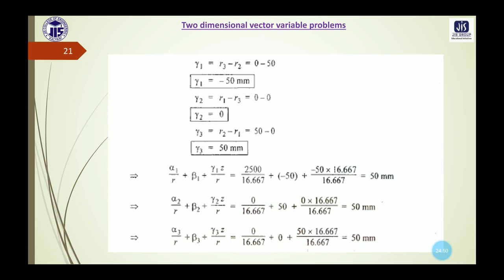Now we need to calculate alpha 1 by r plus beta 1 plus gamma 1 z by r. Putting all the values that we have calculated just now, it is 50 millimeter. Next we need to calculate alpha 2 by r plus beta 2 plus gamma 2 z by r. So it is again 50 millimeter, and alpha 3 by r plus beta 3 plus gamma 3 z by r is also 50 millimeter.